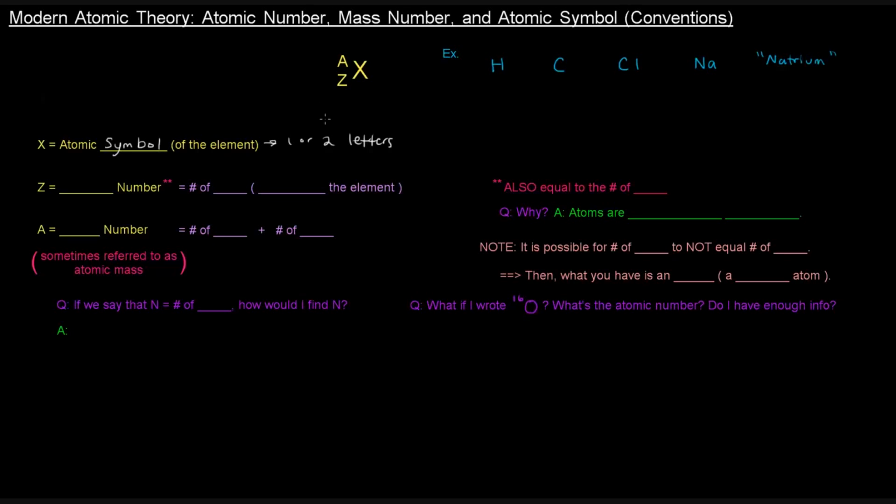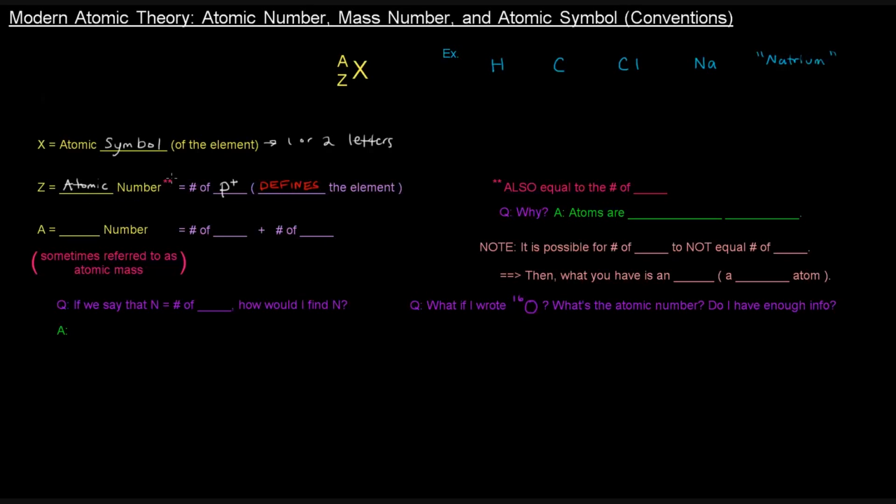Now A and Z are both numbers. Z is the atomic number. And the atomic number is equal to the number of protons in that atom, right? And this is very, very important. This atomic number, the number of protons in an element, that is what defines the element. Okay? That's very important. So if an atom of an element has a certain number of protons, that defines the element. We'll talk more about what that means in just a second.